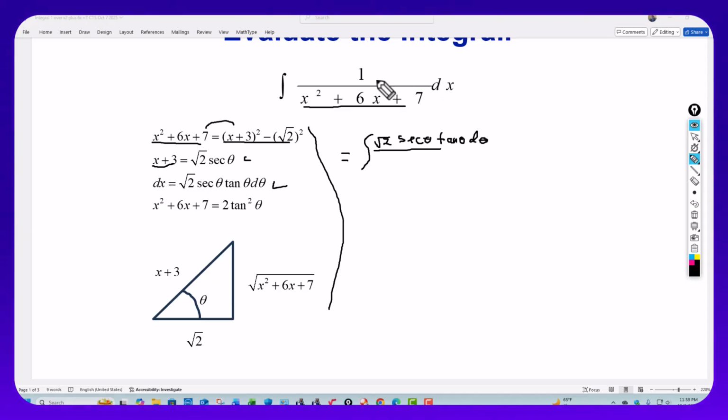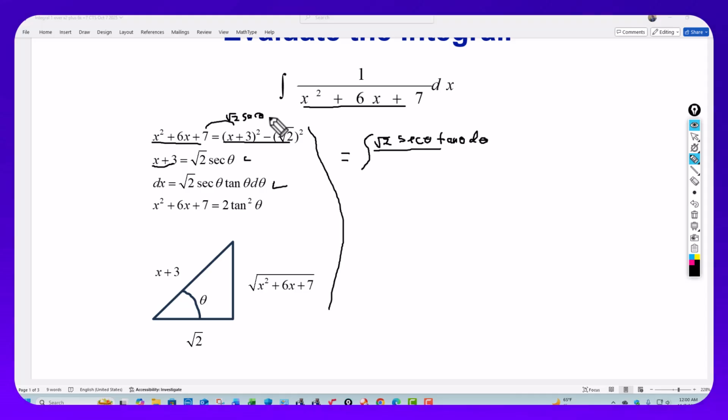I put it right there on top. Now I need a representation for x squared plus 6x plus 7. I don't want x's, I just want the variable theta. So here's where I'm going to use the identity that I went over. X plus 3 squared. This is the square root of 2 from right here. X plus 3 is the square root of 2 secant theta.